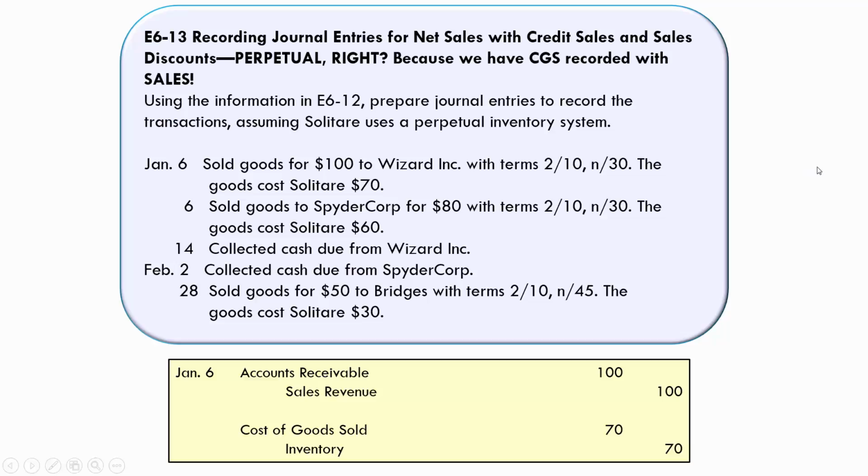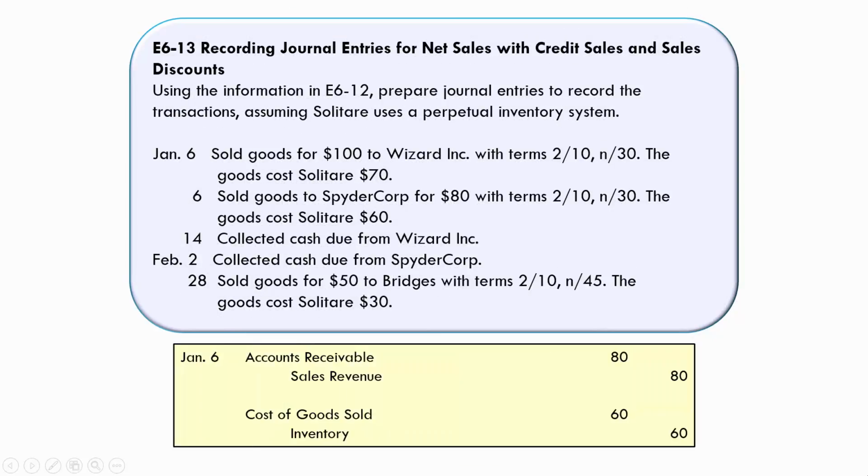So first one, you're selling goods, and under perpetual you also have to record the cost of goods sold entry. This is fairly straightforward, and if they put terms in here, you should know that this is an account receivable. Because it's a sale, it would not be an account payable, it would be an account receivable because we're going to receive the cash later. Perpetual, you're going to record both of those. So these two journal entries relate back to this one item up here, the first January 6th transaction. The second January 6th transaction is very similar, only the amounts have changed.